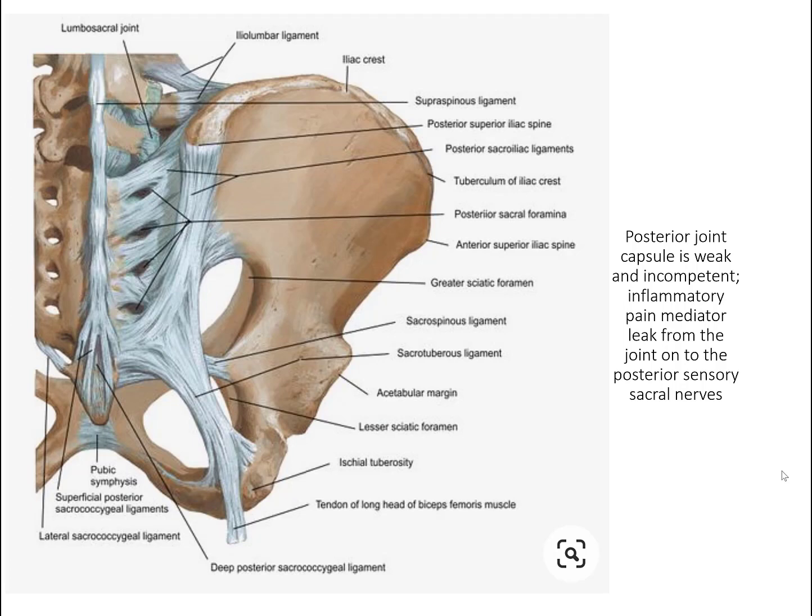Most of the strength, I think, comes from the posterior ligaments, where they're extremely stout. And also there's very little capsule there posteriorly, so the fluid from the joint exits posteriorly because there's not really a capsule there, and that's why you get sacral nerve root symptoms from an inflamed joint.